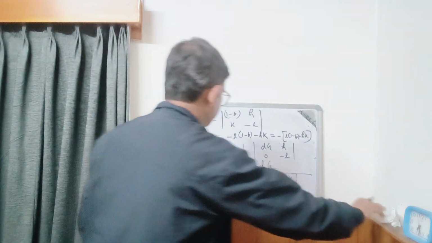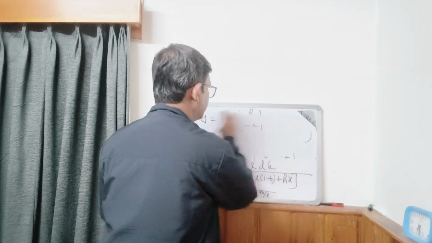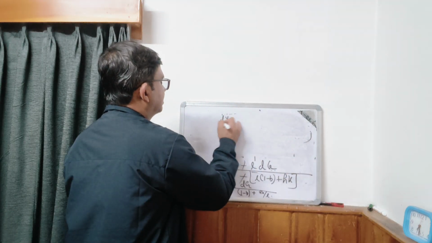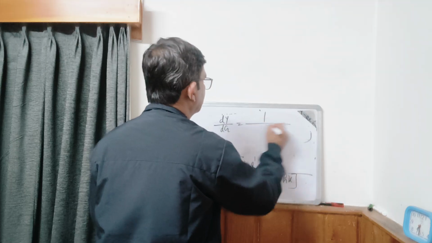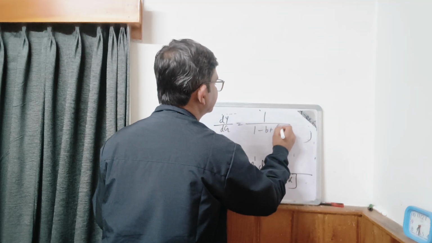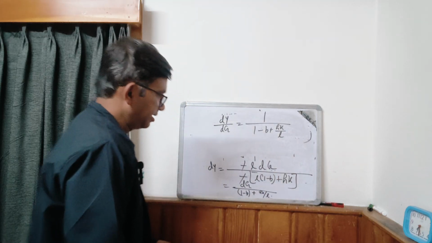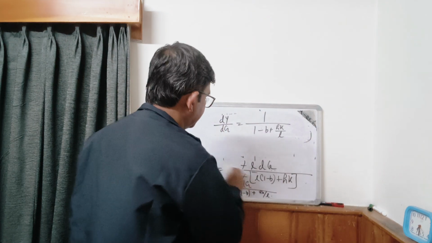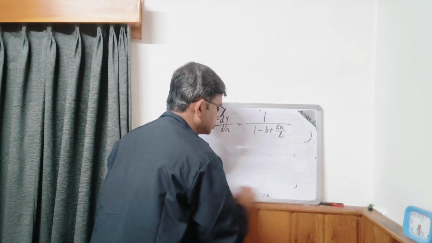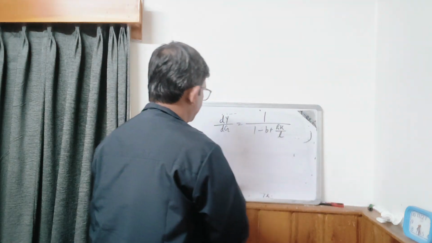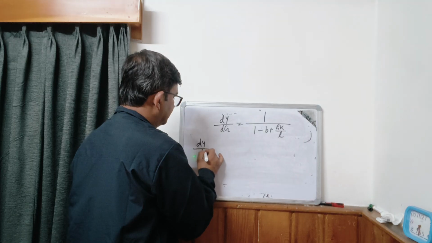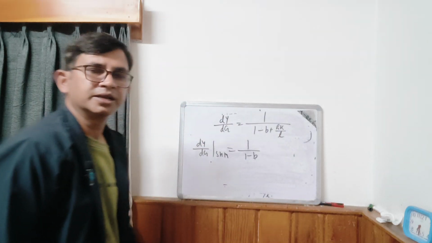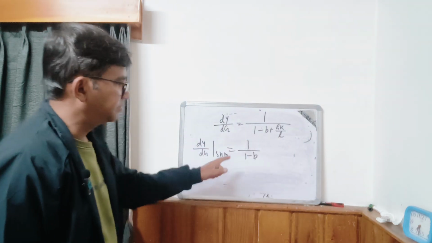So finally, if we do the cross multiplication, we will get the value of the multiplier. So the value of the multiplier is dY/dG equals 1 over 1 minus b plus h into k divided by L. So see here, one interesting fact will come: if you compare it with the simple Keynesian model, what is the value of the multiplier? One over 1 minus b. So this is the value of the multiplier in the simple Keynesian model.